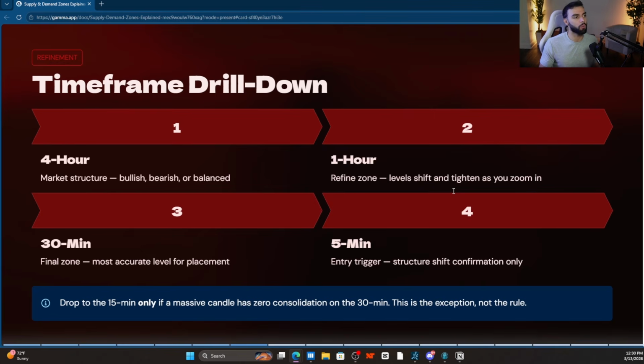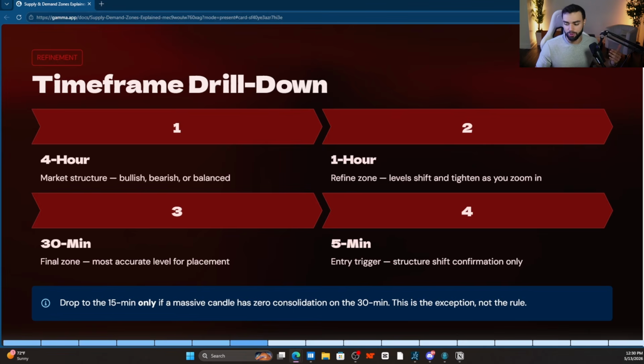So a lot of times I go down to the 1-hour, I'll refine the zone. The level is going to shift and tighten up as you zoom in a majority of the time. Then the final zone for me will always be on the 30-minute time frame. This is for a major reason. I'll show you some examples right now.